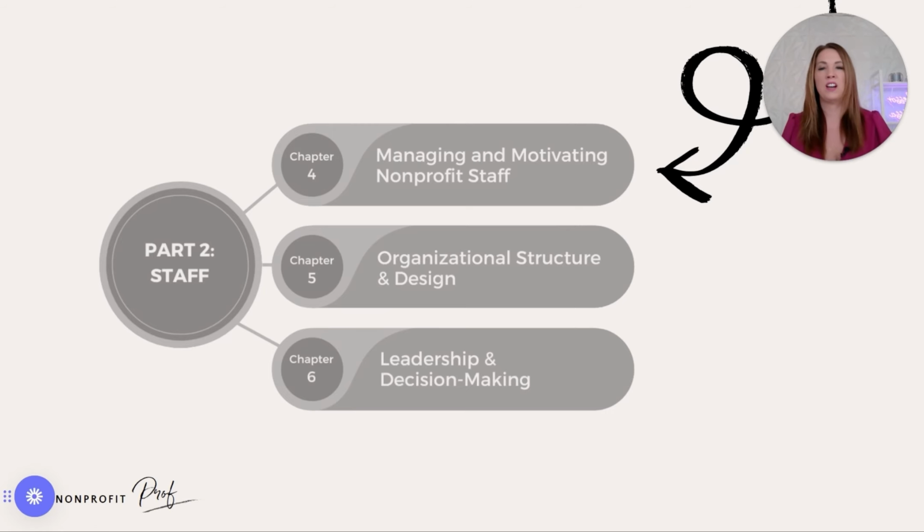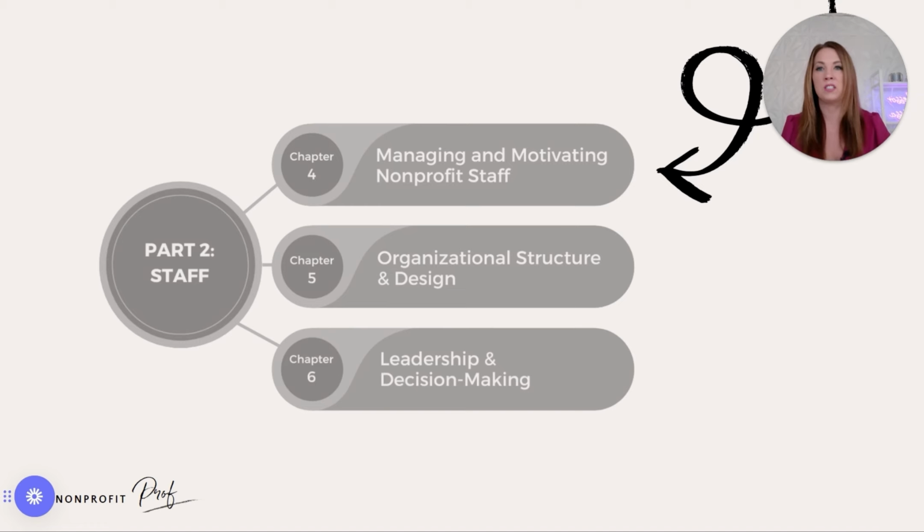From hiring and training and retaining to applying theories of motivation, we'll discuss that important aspect of the nonprofit paid staff position. First, let me share how this ties into the bigger picture. We've now completed part one, which is the basics of nonprofits. In this section, part two, we're going to move on to the staff and all of the things that nonprofit leaders need to know when it comes to leading paid staff.